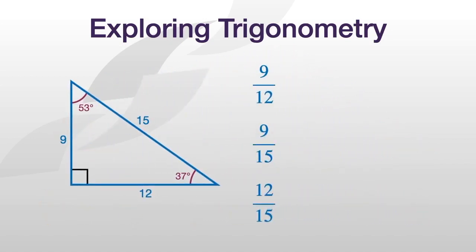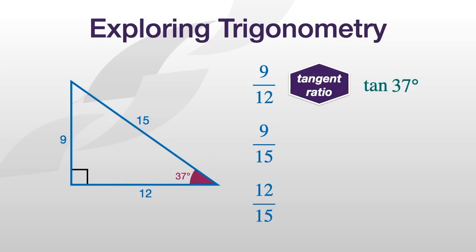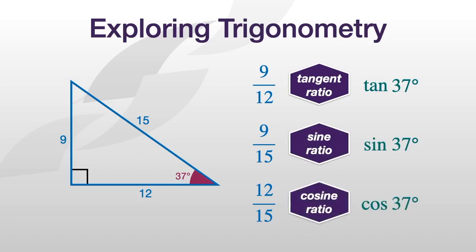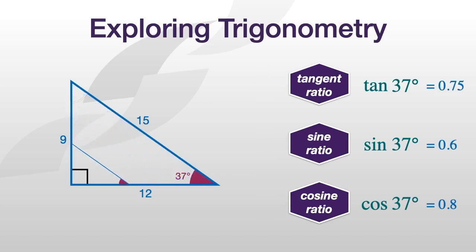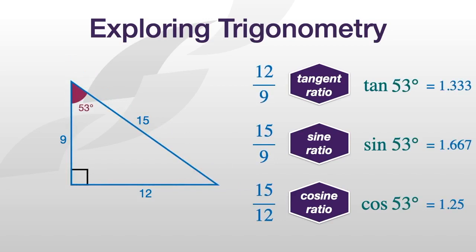Let's take a look at 3 of these ratios with the large triangle. These ratios are defined in trigonometry with respect to the 37-degree angle. The first is the tangent ratio, which is abbreviated by tan. The second is called the sine ratio, which is abbreviated by sin. The third is called the cosine ratio, which is abbreviated by cos. These 3 ratios can also be expressed as decimals, and these decimal values apply no matter the size of the similar triangle. If we invert these ratios, we get the tangent, sine, and cosine of the 53-degree angle.